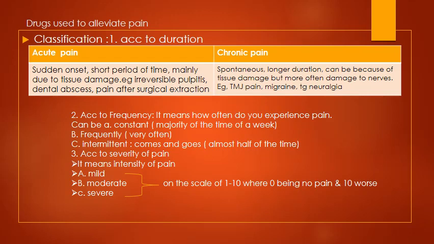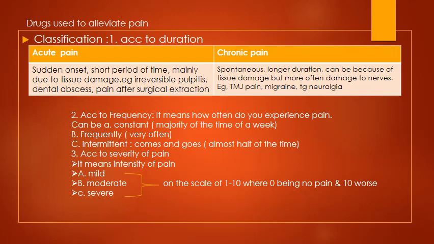First of all, pain is classified according to the duration. According to the duration, the pain can be acute or chronic. Acute is when there is sudden onset and the pain is for a very short period of time. The duration is short. And why does it happen? It happens mainly because of tissue damage. Its examples are irreversible pulpitis, dental abscess, or pain after surgical tooth extraction.